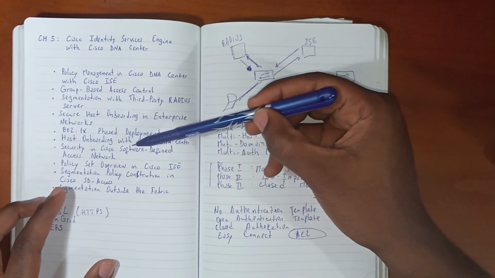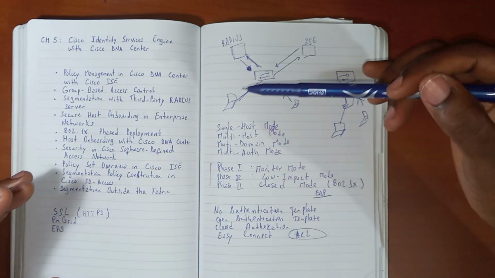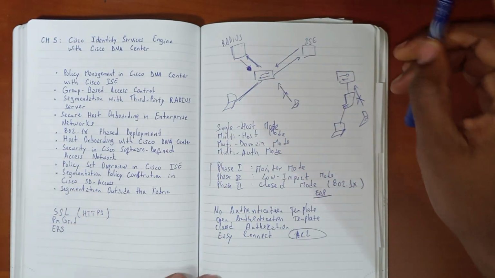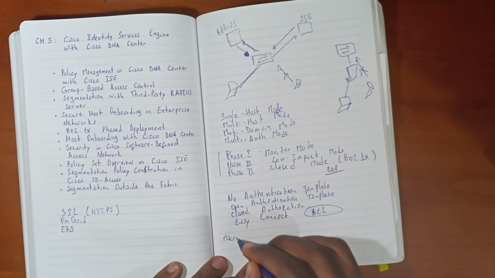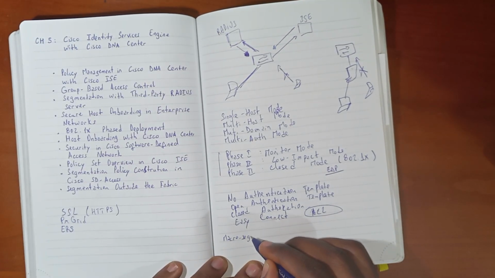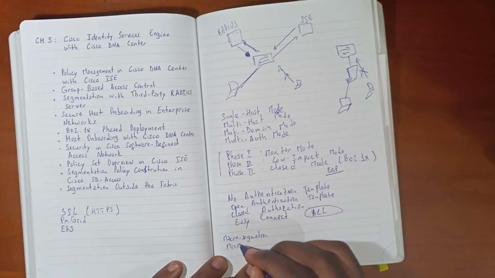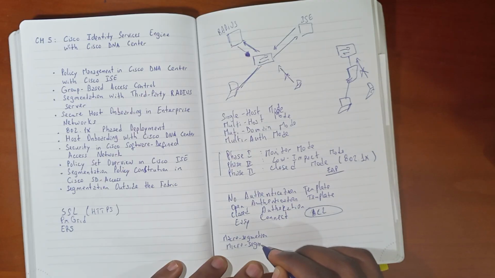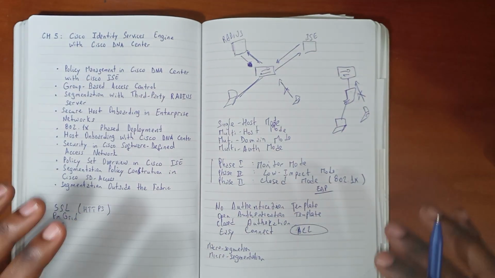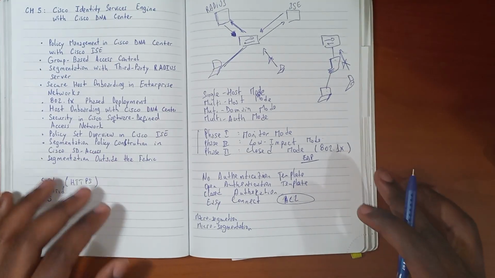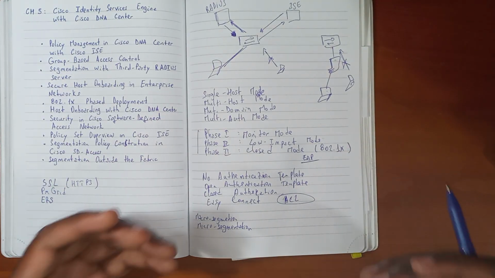Security in Cisco software defined access network. Security is a very important part of the Cisco network, and we have here two kinds of security: macro segmentation, which we are going to talk about later, and also micro segmentation. How is it done? Macro segmentation is done normally via virtual networks, and micro segmentation is done via VXLAN.